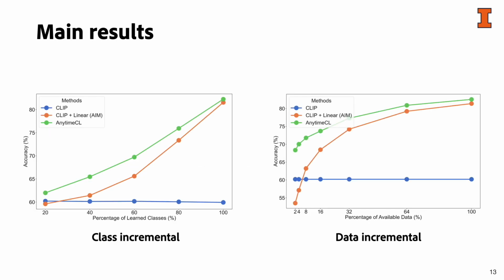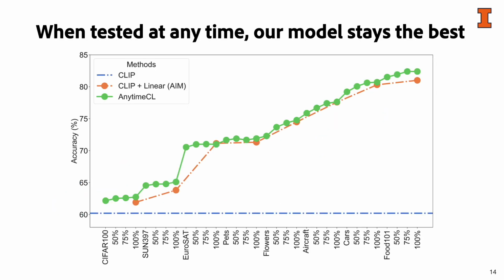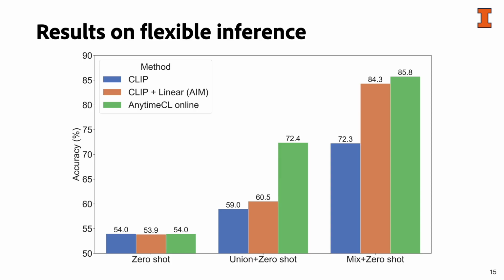These plots show our method significantly outperforms previous methods in both class and data incremental learning scenarios across various stages. The same conclusion applies to task incremental learning even when being tested more frequently. The improvements on flexible inference are even more pronounced. This verifies that our method does not forget, as well as shows great flexible inference ability.